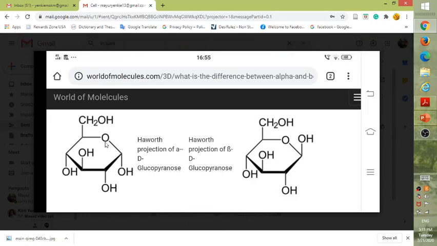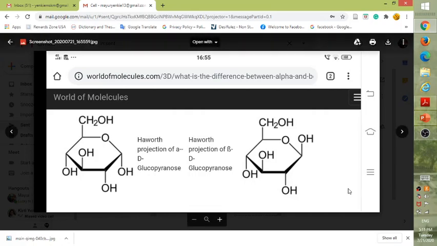So alpha is like this, the point number 1 carbon. If the OH group is on the bottom side of the number 1 carbon, then it is alpha, and if it is at the top of the first carbon, then it is beta. So that's the difference between alpha and beta. Now let us see the difference between levorotatory and dextrorotatory.